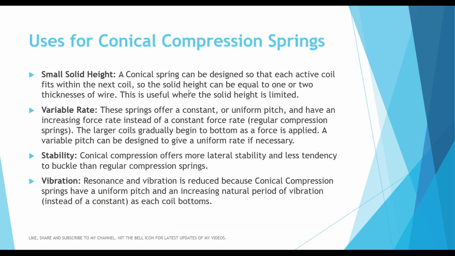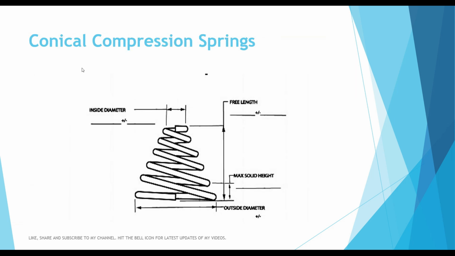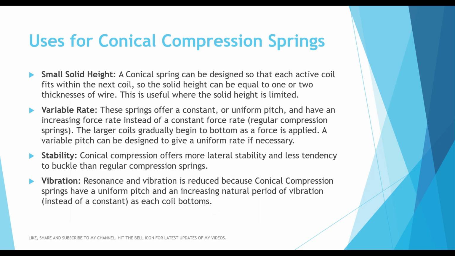Here are some uses for conical spring. The first one is the small solid height. This is the diagram of the compression spring in 2D. This is the outside diameter of the conical spring and this is the inside diameter. This height is called the free length. Now when the load is applied over here, the spring is going to compress and it will come to the maximum height it can obtain. That height is called the solid height. This height is going to be the least as compared to any other spring type.